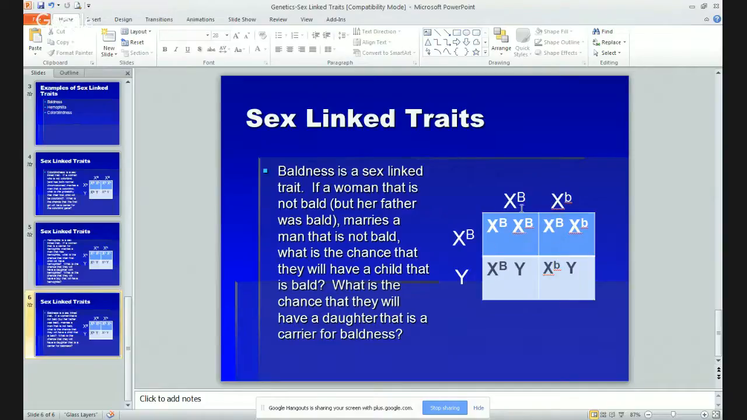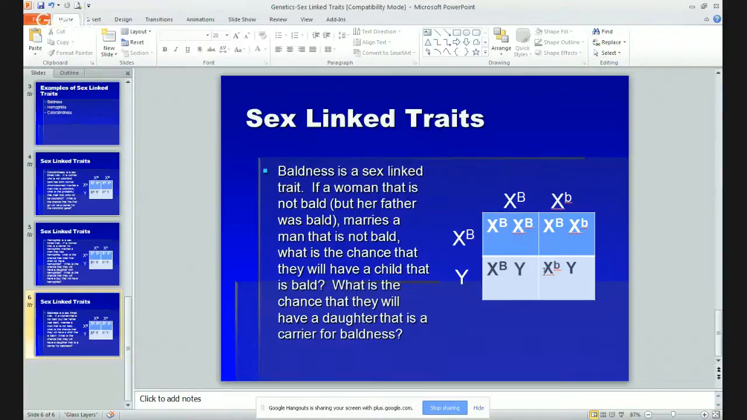So we look here. This girl right here in the upper left corner, she's got 2 normal alleles, so she's fine. This girl right here has 1 copy of the normal gene and 1 copy of the bald gene, so she's a carrier, but she doesn't actually have it. This boy down here, he got the normal allele from mom, so he's okay. This boy right here received the bald gene from his mom, so he will be bald. He will eventually go bald, sadly.